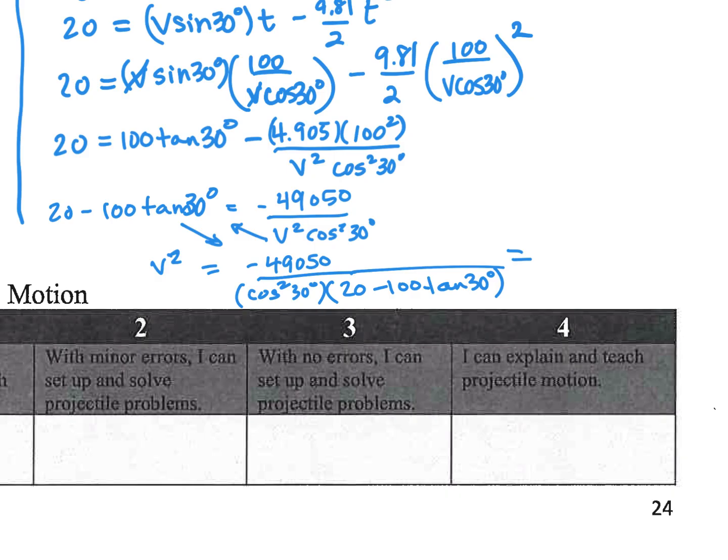All right, now try again. 20 minus 100 tangent 30. Invert that back away. Times cosine 30 squared. Invert it. And multiply by 49050. I got negative 1,733.13 something. Is that what you got? Okay. Do the bottom first. No, do all of it and then invert it. Because you got to invert the entire thing.